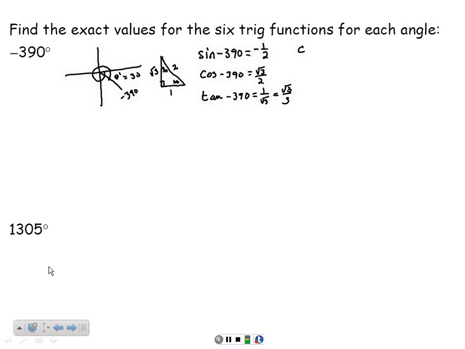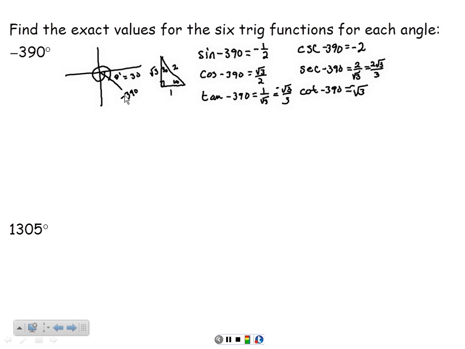And then cosecant, of course, and this is negative. Cosecant of negative 390 is going to be the reciprocal, so that's going to be negative 2. Secant of negative 390 is going to be 2 over the square root of 3, but if we rationalize, it's going to be 2 radical 3 over 3. And then cotangent of negative 390 is going to be the square root of 3, and it is negative. And again, we're in quadrant 4, so a Smart Trig class will help you with those signs.